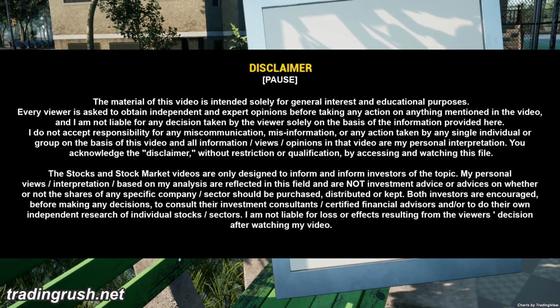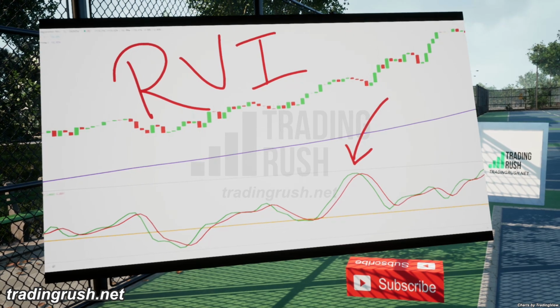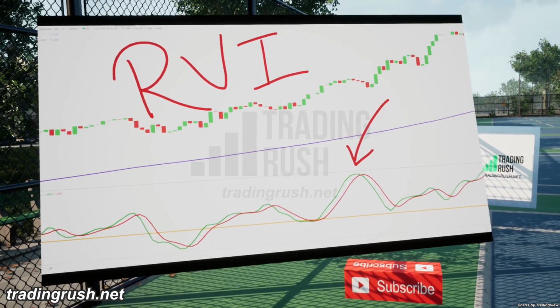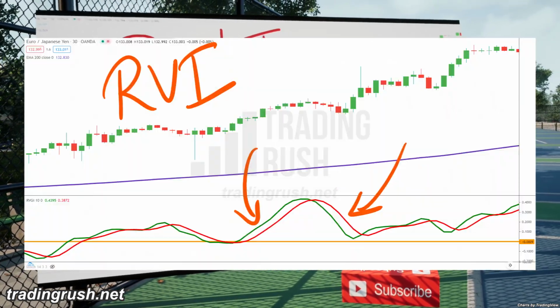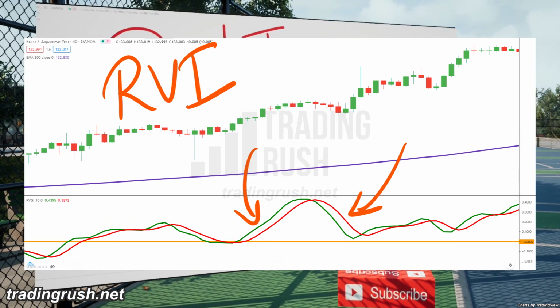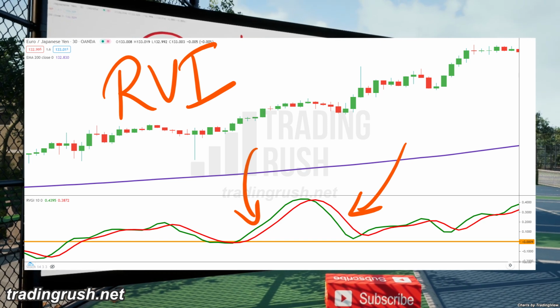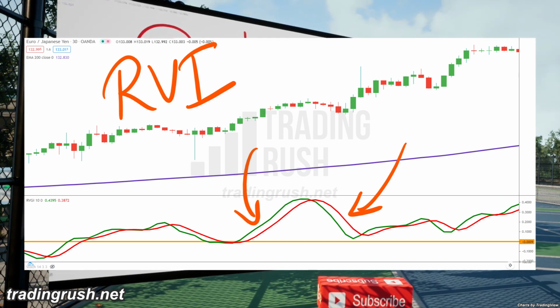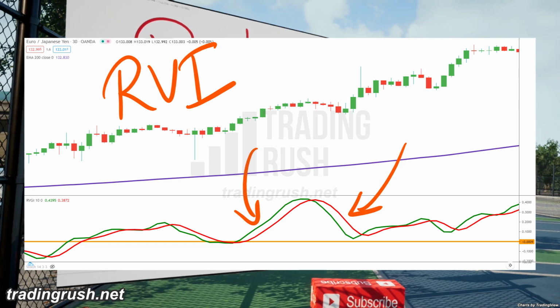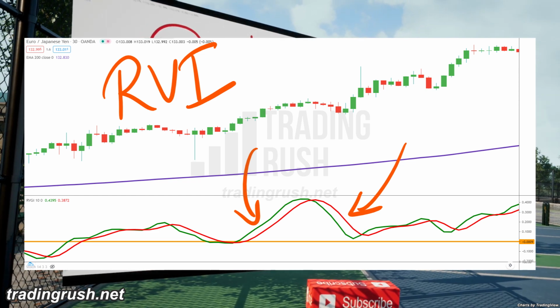Even your neighbor Bill knows that in an uptrend, the price closes higher than the opening price, and in a downtrend, closes lower than the opening price. This RVI indicator, or Relative Vigor Index, is a momentum indicator, and is based on the higher probability of price closing higher than where it opened in an uptrend, and closing lower than where it opened in a downtrend.